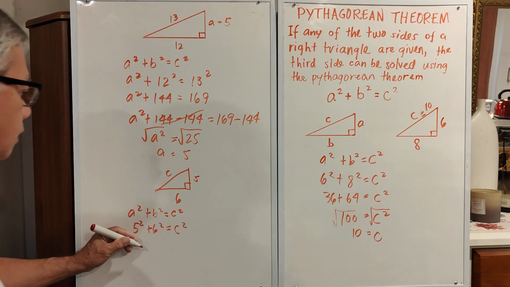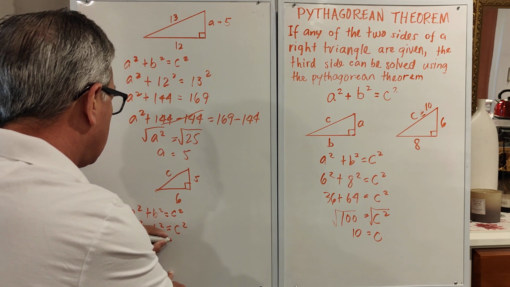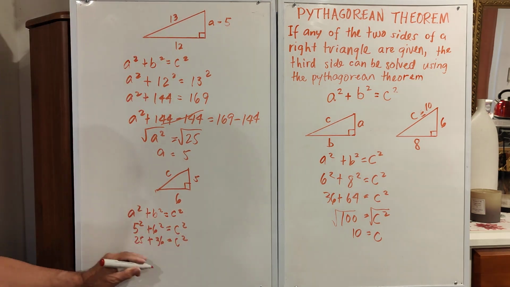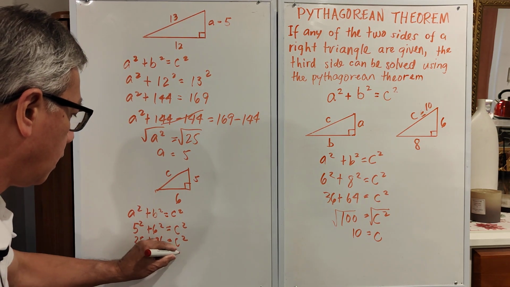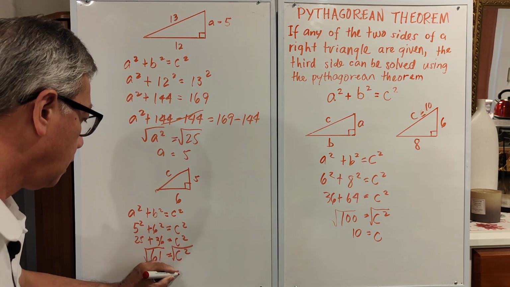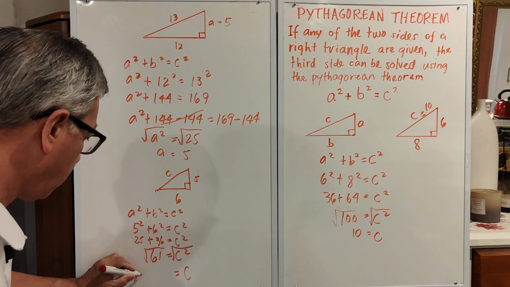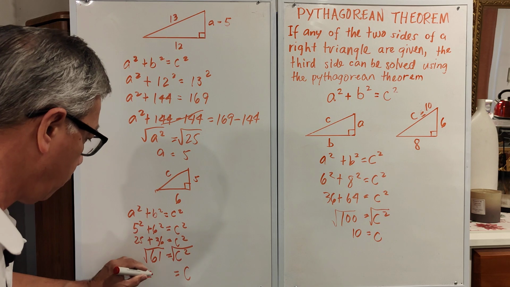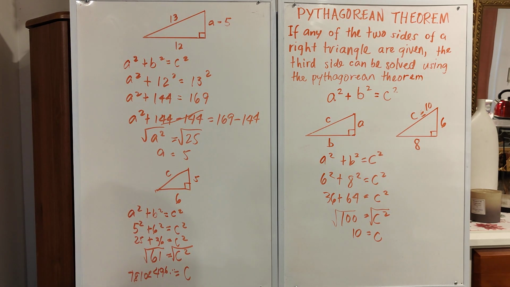5 times 5 is 25. 6 times 6 is 36, is equal to C squared. Now 25 plus 36 is equal to 61. If you get the square root of 61, this will be 7.810249... It is not exact. It is not an exact number.